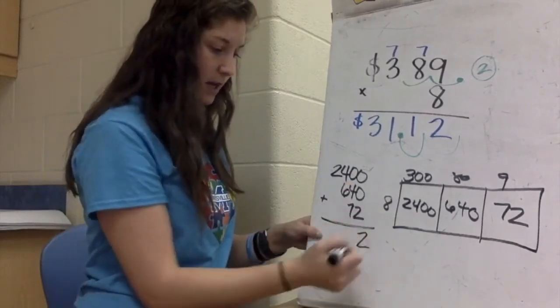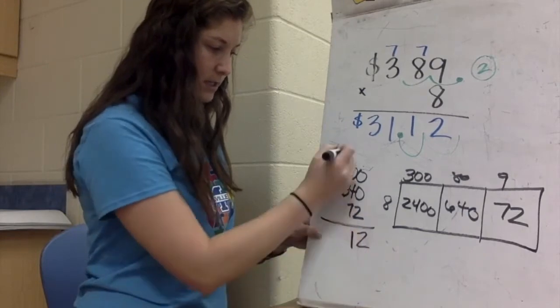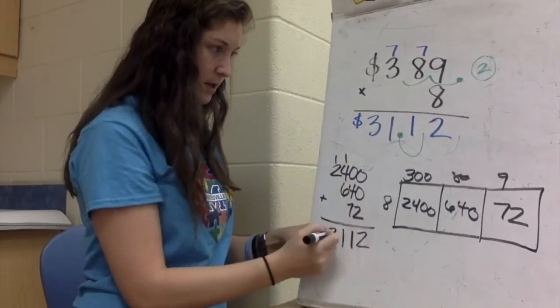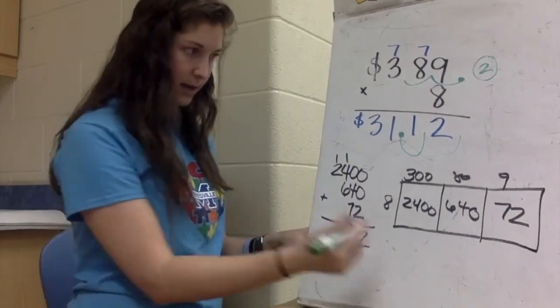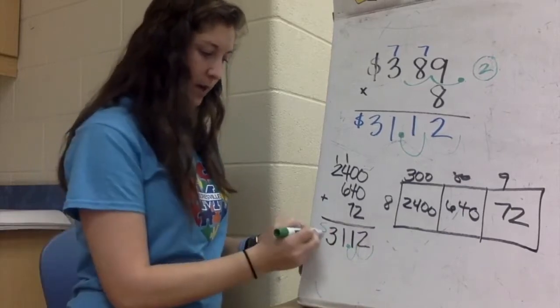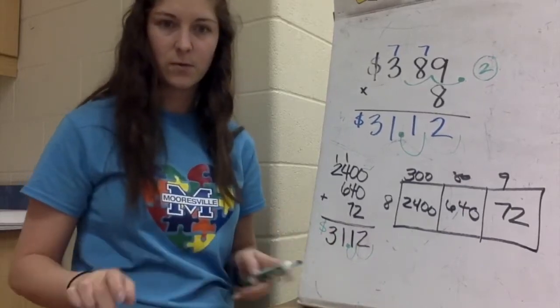So I've got all that equals 2. 4 plus 7, that's 11. Carry your 1. 6 plus 4 is 10, plus 1 is 11. So I get that. Add my decimal place back in 2 times. Yep. So I paid $31.12 for Oreos.